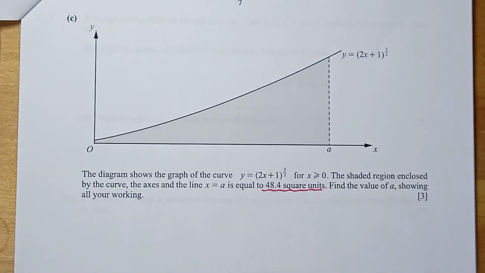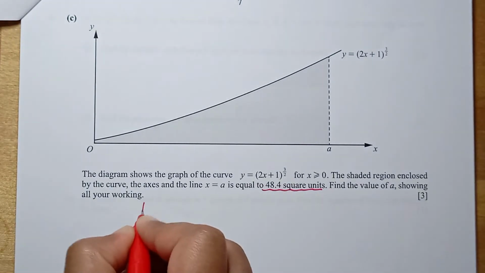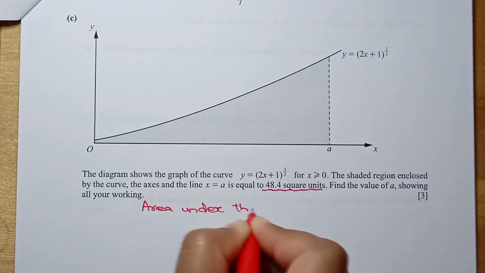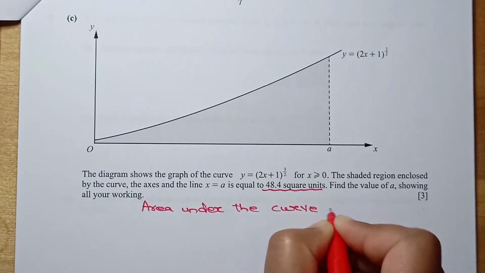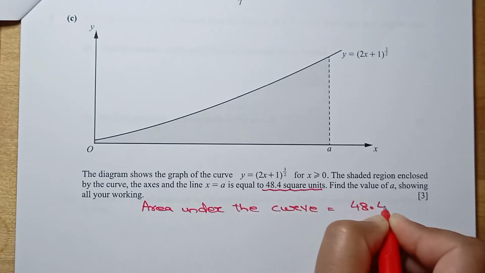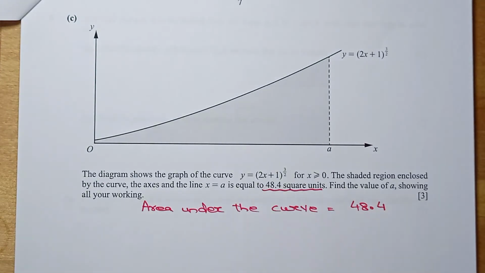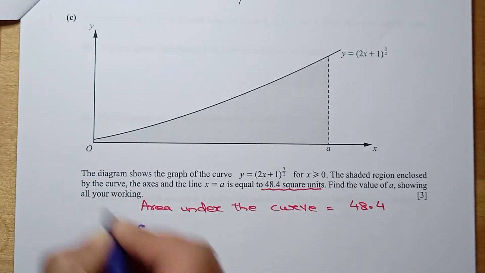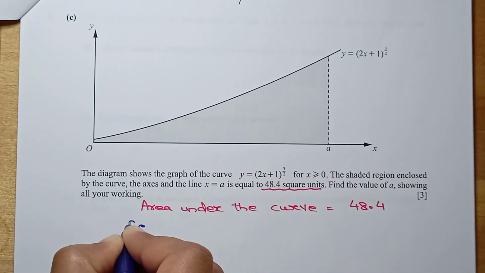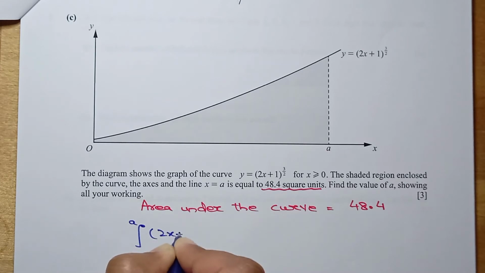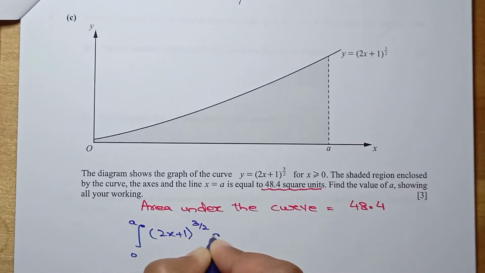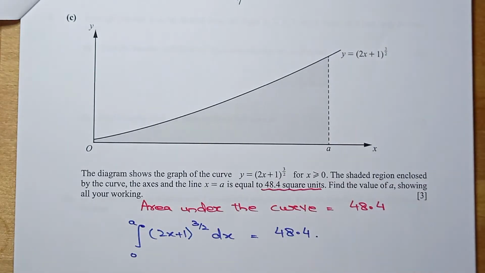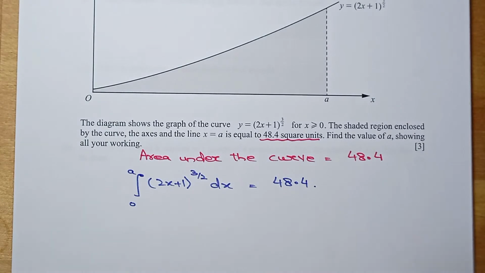Okay, so by using this given information, we have given area under the curve is 48.4 square units. So what is area under the curve in terms of integration? The area under the curve is basically the integral from 0 to a of 2x plus 1 power 3 by 2 dx. This is given to us, that is 48.4. Right, so we need to do the integration and find the value of a.